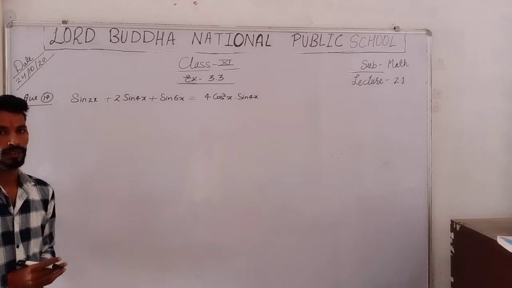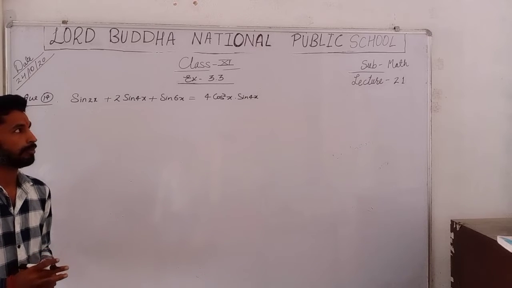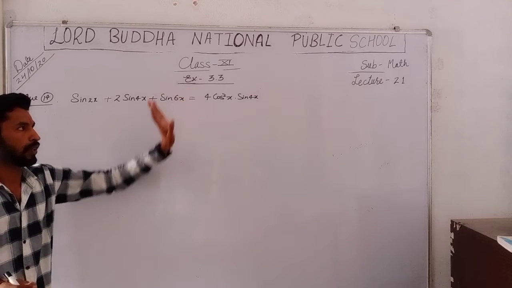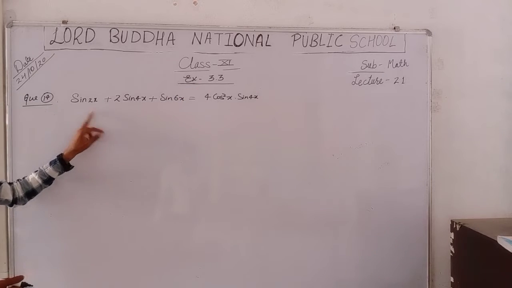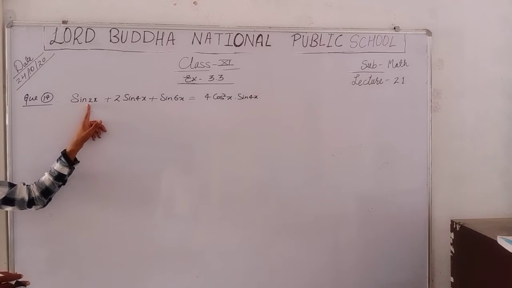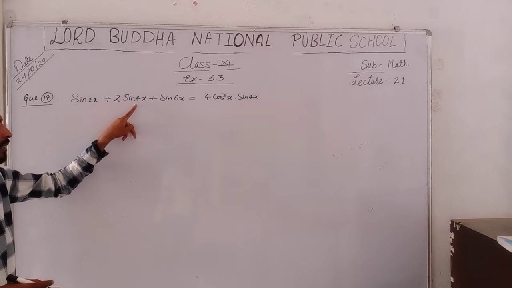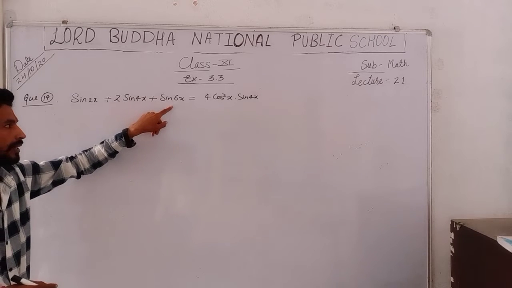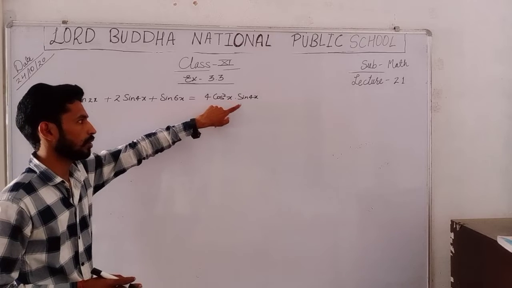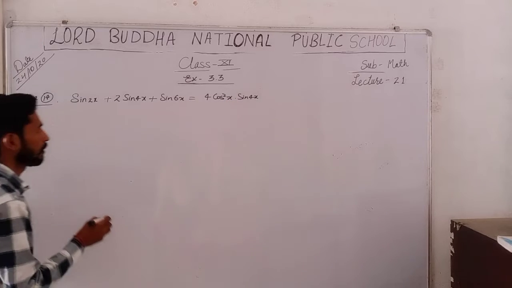Hello students, today's video lecture is based on class 11th mathematics and in exercise 3.3 we will start with question number 14. Question number 14 is given that sin 2x plus 2 sin 4x plus sin 6x is equal to, we have to prove, 4 cos square x into sin 4x.